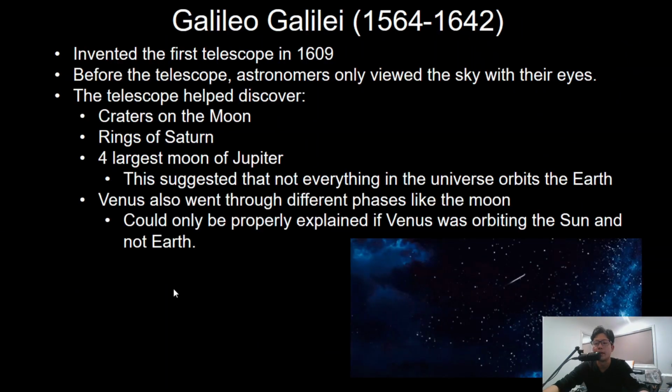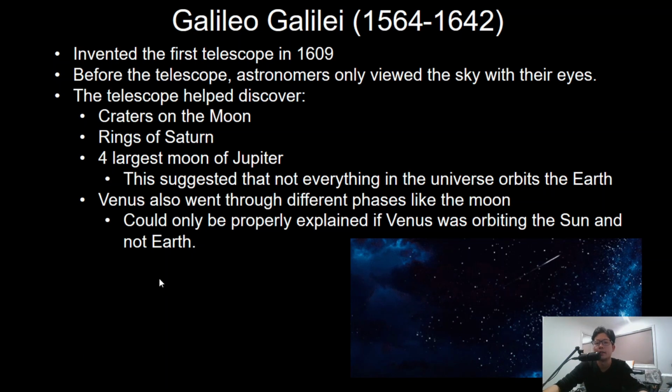So a Greek astronomer named Galileo Galilei played an enormous role in astronomy. He invented the first telescope back in the year 1609, and before the telescope was invented, astronomers only had their own eyes to make observations with. So the telescope helped discover craters on the moon, rings of Saturn, the 4 largest moons of Jupiter, and that Venus also went through different phases like the moon. These last 2 points really suggested to Galileo that it wasn't the planets that orbited around the Earth, but rather the Earth and the other planets orbited around the Sun.